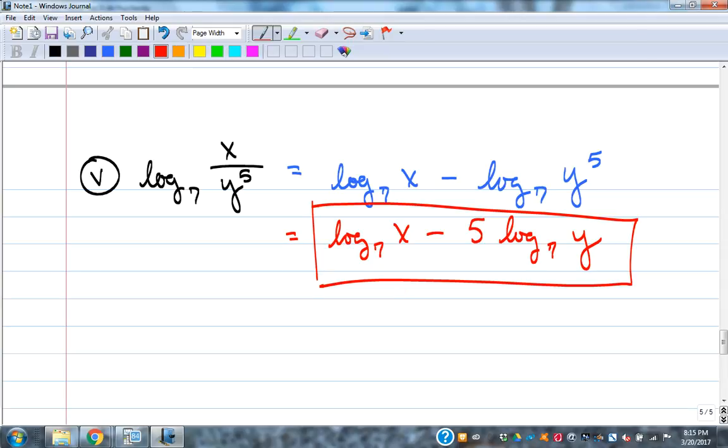And after you've done several of these, you'll get to where you do more than one step at once. Most of you will. You're like, oh, well, that 5's going to come to the front anyway. I'll just go ahead and do it. That sort of thing.